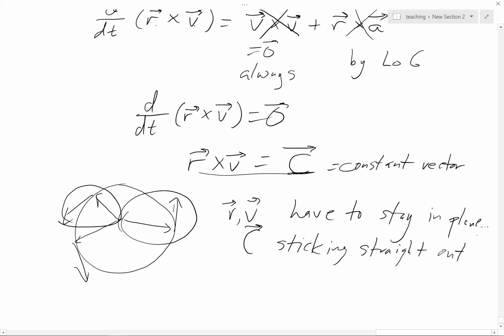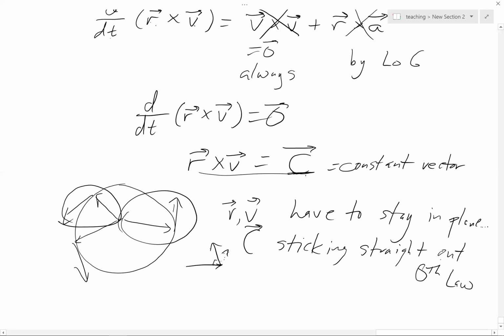I mean, if R and V were to change, say suddenly R is going straight out, but V is pointing into the board a little bit, then all of a sudden my C would be in a different direction. The fact that C is not changing its direction means R and V have to stay in the same plane. Okay, so there's the 0th law.